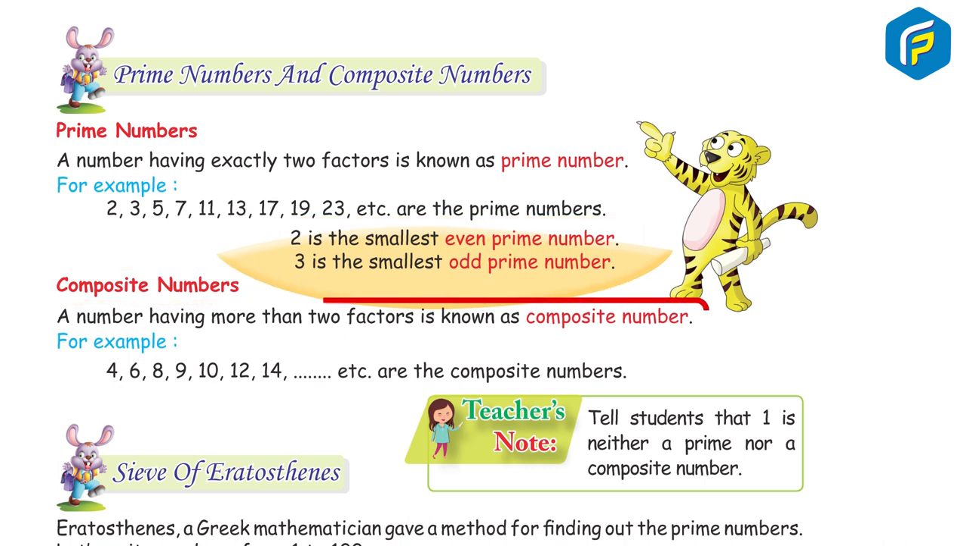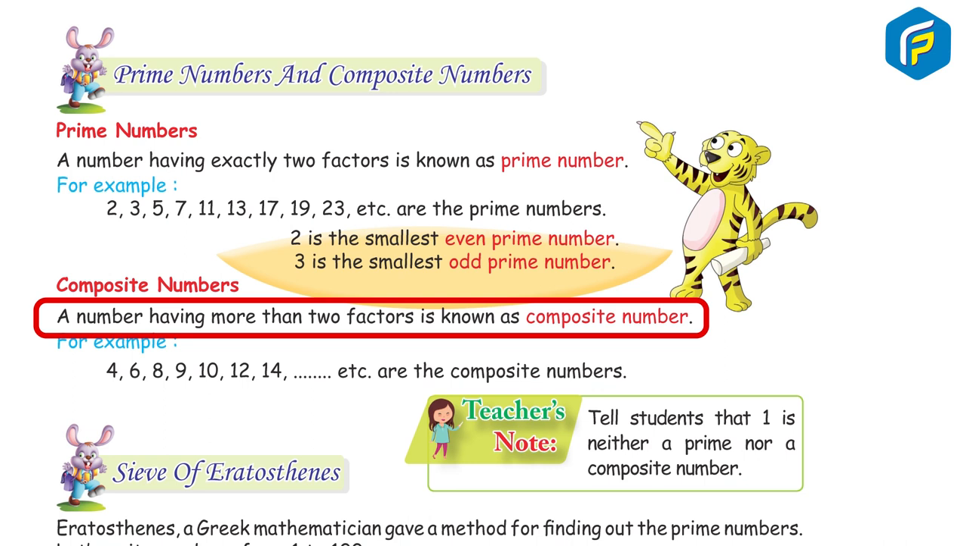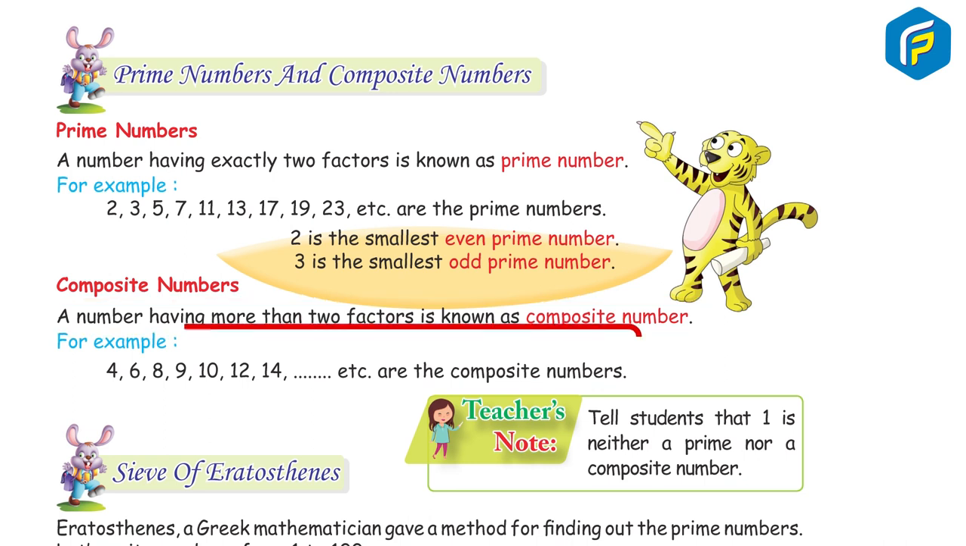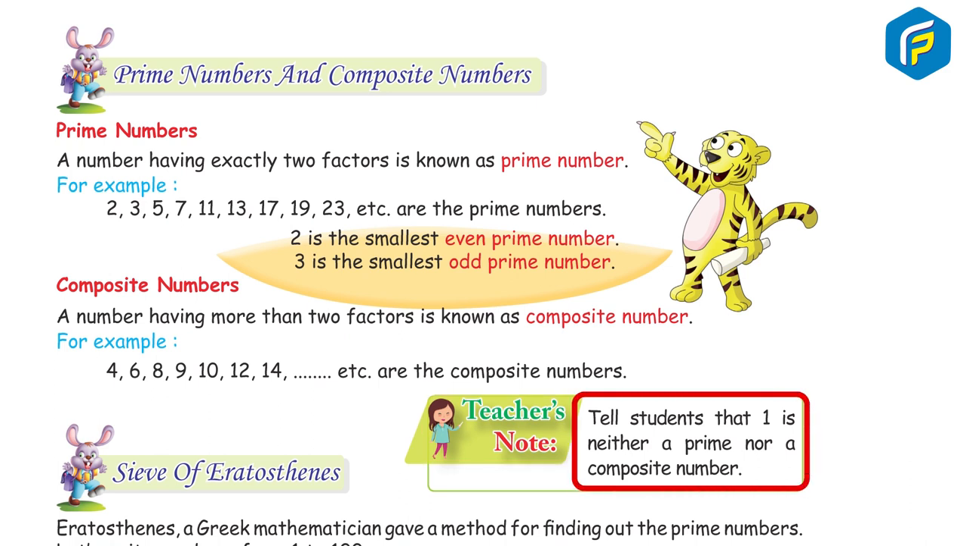Composite number. A number having more than two factors is known as a composite number. For example, 4, 6, 8, 9, 10, 12, 14, etc. are the composite numbers. Teacher's note: tell students that 1 is neither a prime nor a composite number.